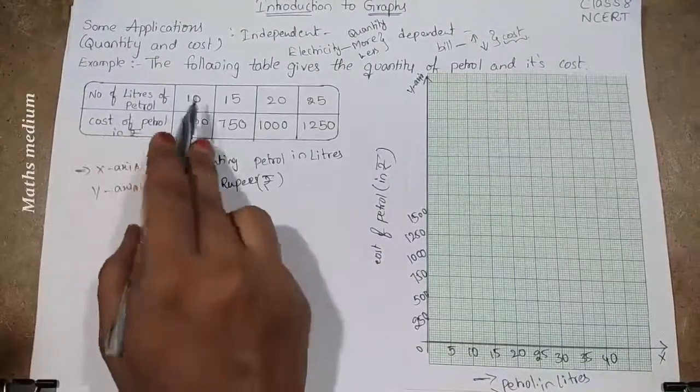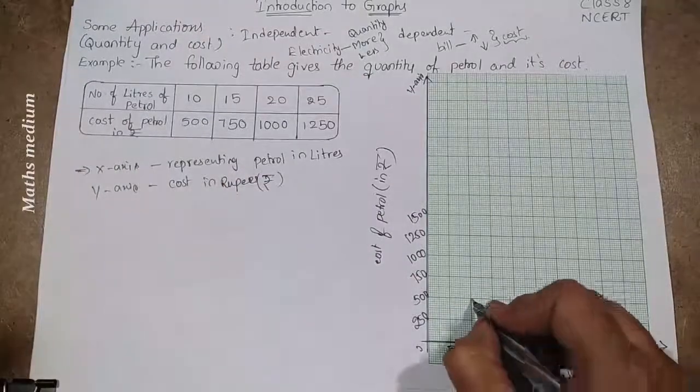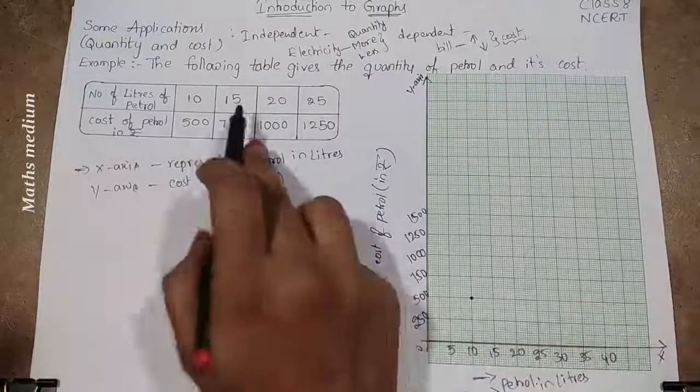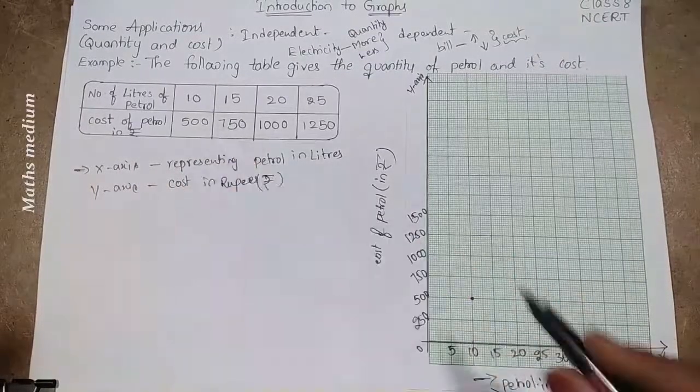Now we have to represent the graph. Number of liters 10, here on our y-axis we have to represent 500. So this is the point. Next, 15 liters and the cost of petrol 750.